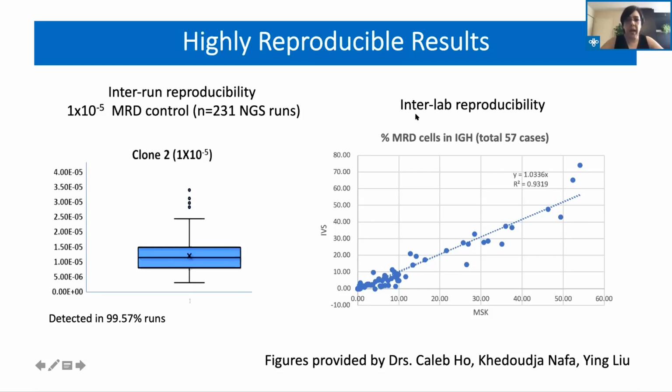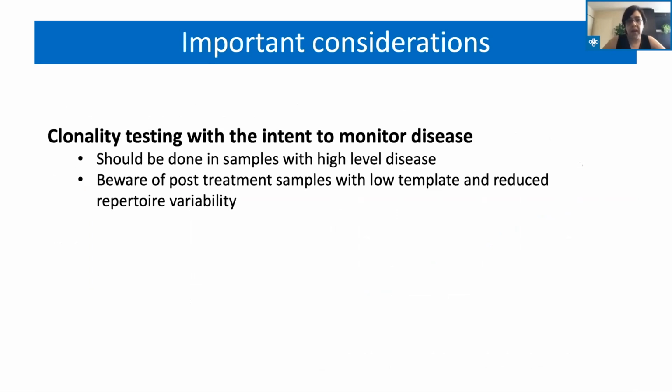The interlab reproducibility, for example, is a summary of 57 cases that we ran in our lab compared to the same samples run by Invivoscribe, and you can see that the correlation is, again, very, very good. So both the inter-run reproducibility and interlab reproducibility are very good. And the correlations with the morphologic disease and the flow cytometry are fully dependent on the type of disease that you have.